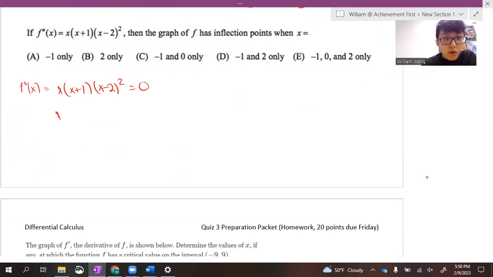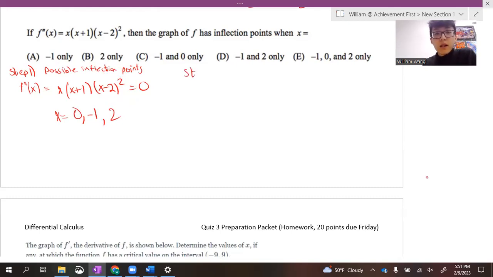So let's solve for where my possible inflection points are. Actually, I'll write step 1. Step 1, possible inflection points. Solve for my possible inflection points. x times x plus 1 times x minus 2 squared is equal to 0. So x can be equal to, let's see, it could be 0 based off this. It could be negative 1 based off this term. It could be positive 2 based off that term, right? Those are my possible inflection points.